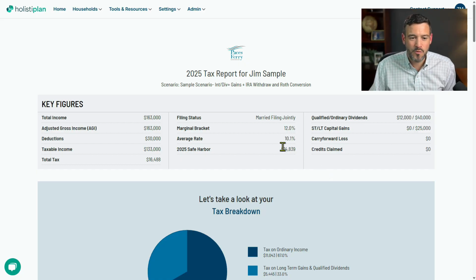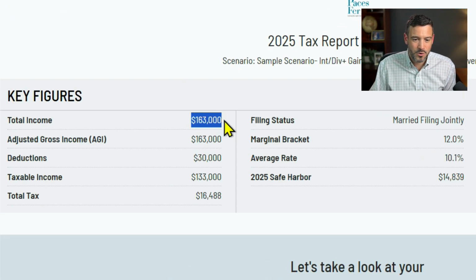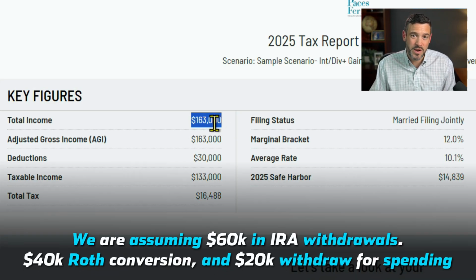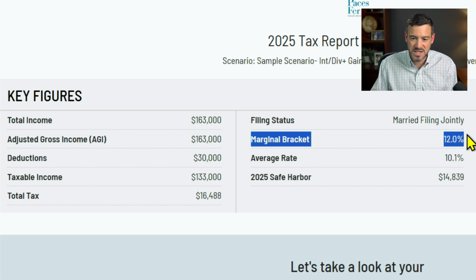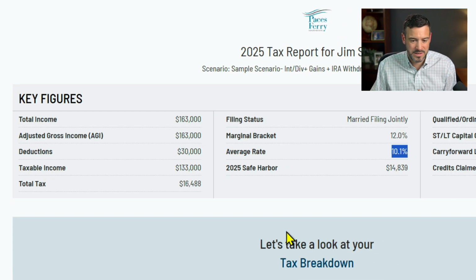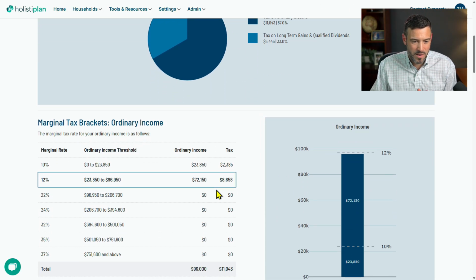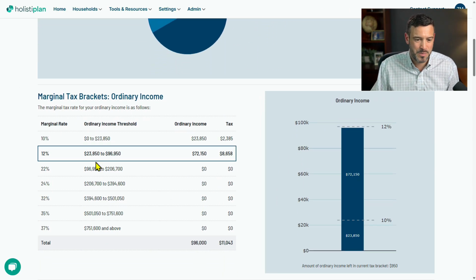So let's look at the overall effect. Here, our total income is going to jump to $163,000, so from 103 to 163. Our total tax is going to jump about $13,000. But because we did it strategically, we're still staying in the 12% marginal tax bracket, and our average rate goes up a little bit. So let's look at where we are in this ordinary income tax bracket.